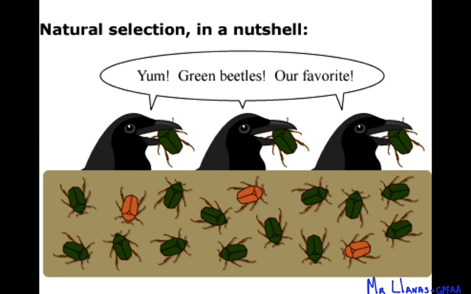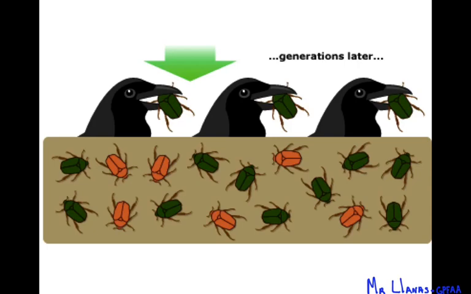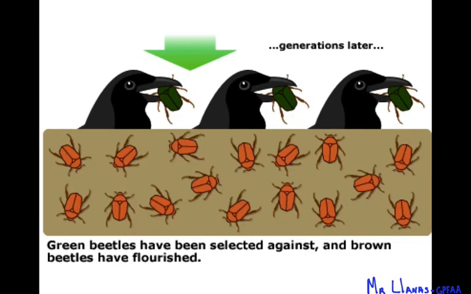These pictures represent natural selection in a nutshell, right? These three birds, they love green beetles, so that's all they're eating, right? But when you go to the next generations, you see that green beetles are going down, but orange beetles are coming up, or they're going up in the population numbers, right? And eventually you end up with no more green beetles in the population. And that's because the birds, that's all they eat, okay?